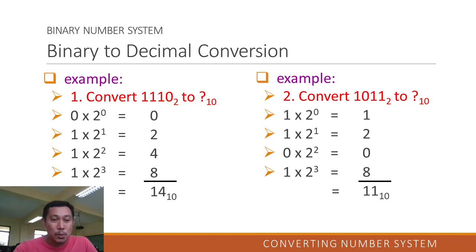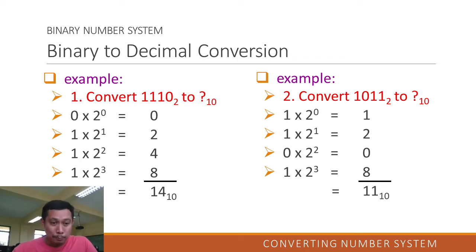Okay, the next one is, we have 1 here, and we are going to multiply that with 2. Why are you going to multiply that with 2? Because it is a binary. Okay? So remember, take note that in converting binary to decimal, you just have to multiply that to what? To 2. Because binary is base 2.